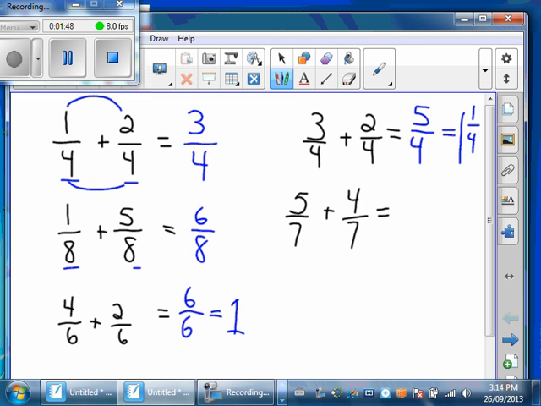Same thing can be said here. 5 plus 4 is 9/7, which also equals 1 2/7. You could pull 7/7 out of there once to give you 1 whole, and then you have 2 left over.